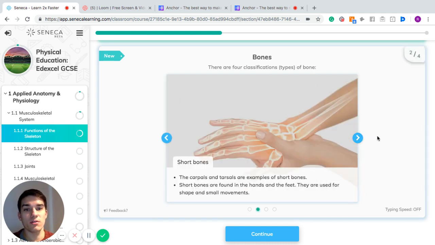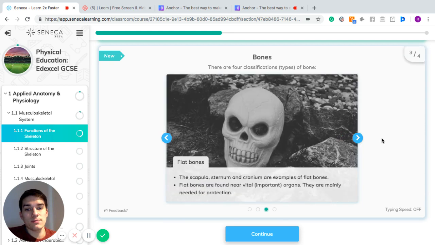Second type of bone classification is the short bones. So the carpals and tarsals are examples of short bones. Those are the bones found in your feet and your hands. So short bones help with shape and movement.